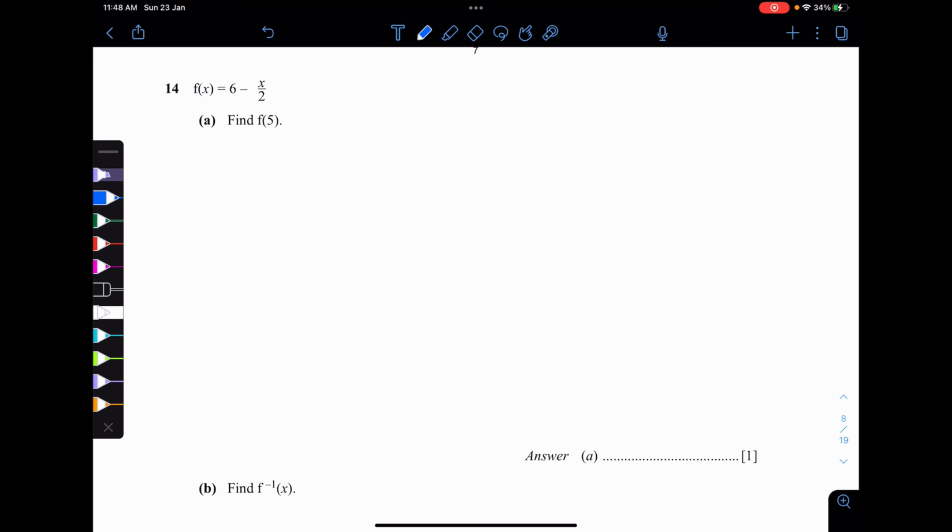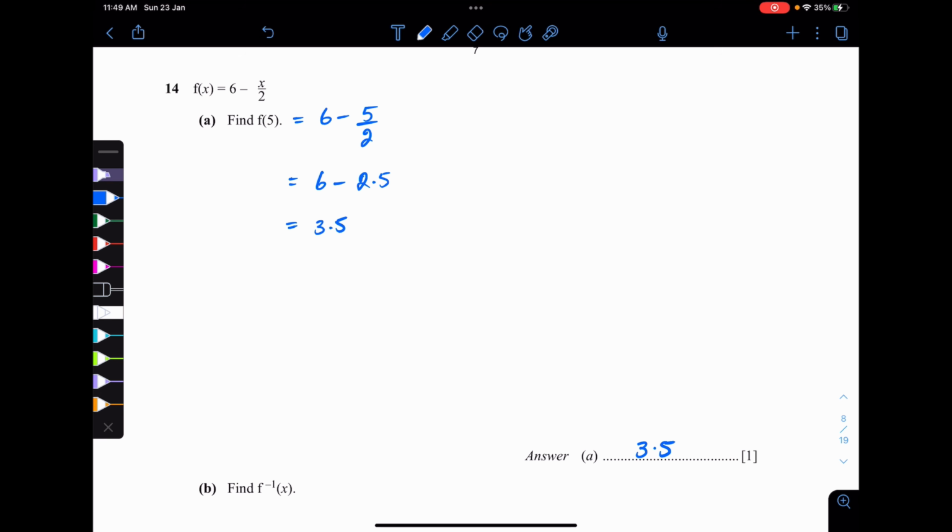This is f of 5, which means you have to put 5 in place of x. Now there are two ways to do this. Some students are really comfortable using a decimal approach. Some students are really comfortable using a fraction approach. Both are fine. It's your choice which one to work with. I'm going to take the decimal form. So 6 minus 5 by 2 is 2.5. So we know the final answer is going to be 3.5.